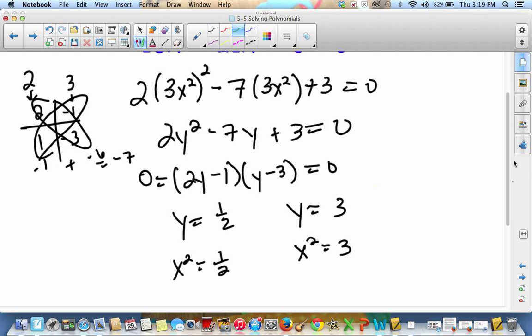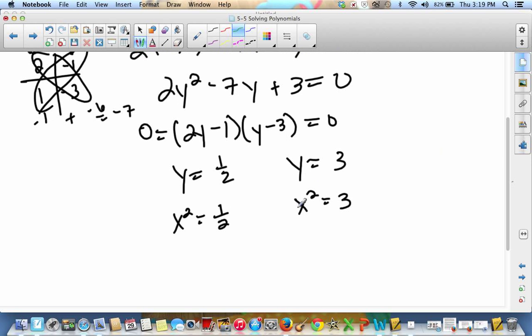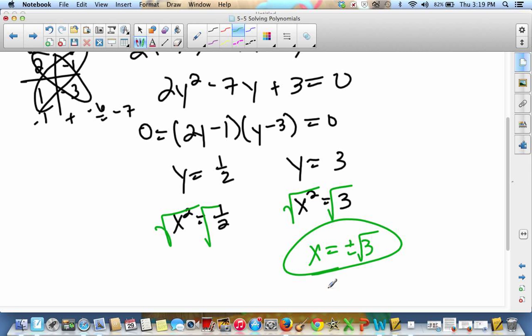So if I solve for my x's, square root both sides. And I'm going to do this one first. x equals plus or minus the square root of 3. So that's 2 answers because we have plus and minus. This one we have x equals plus or minus the square root of 1 over the square root of 2. So what is the square root of 1? It's plus or minus 1. And then we have the square root of 2.